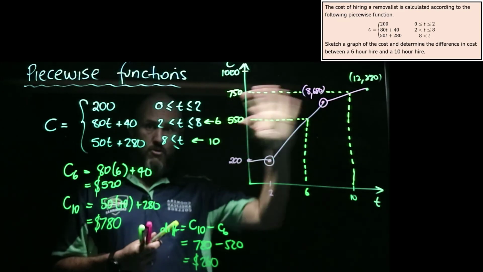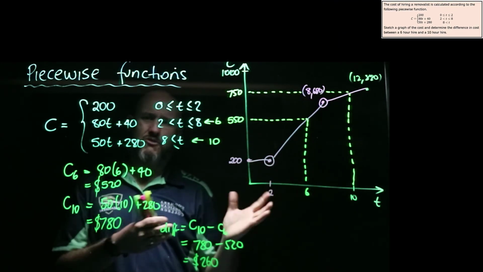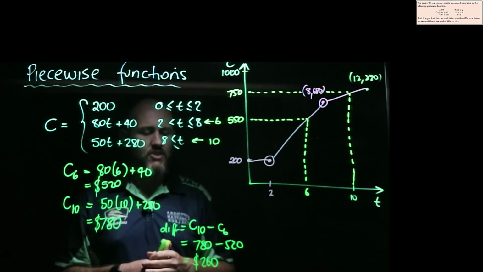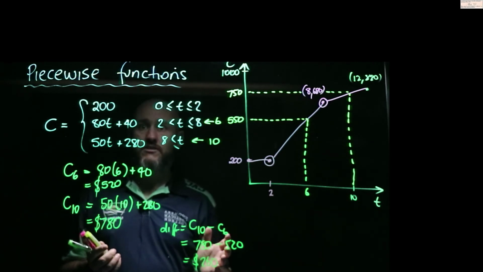It's going to be more accurate than my graph, but if you were asked to do it in an exam and calculate the cost difference on your graph and you've got some grid paper, well, let's make sure that we're accurate so you can do that really nicely. Otherwise, that's piecewise functions. All the best.